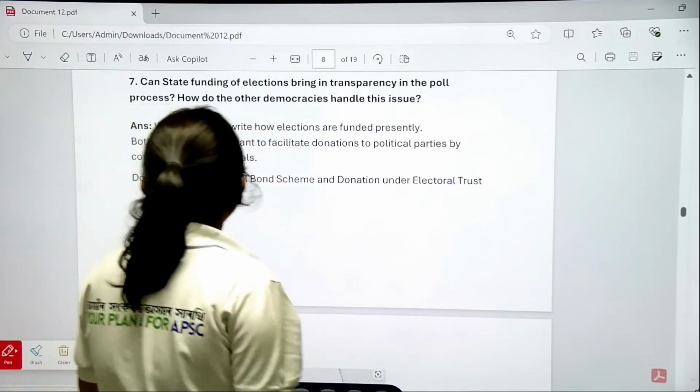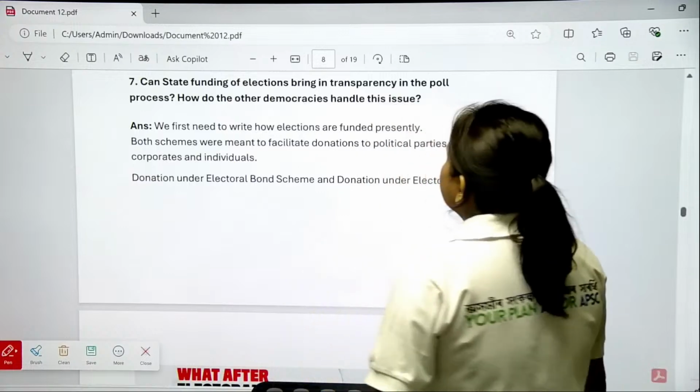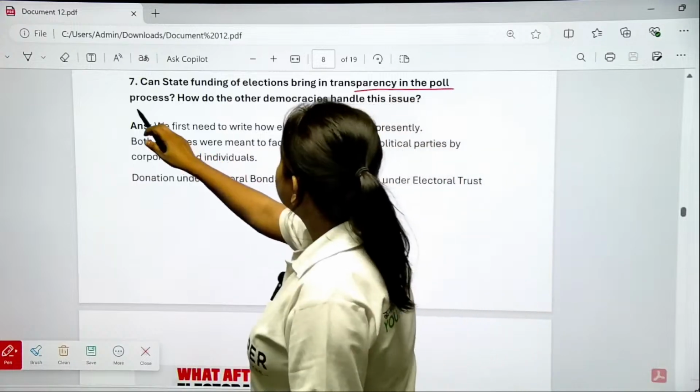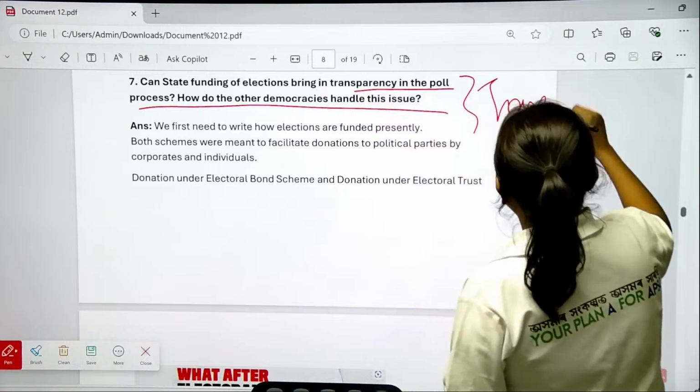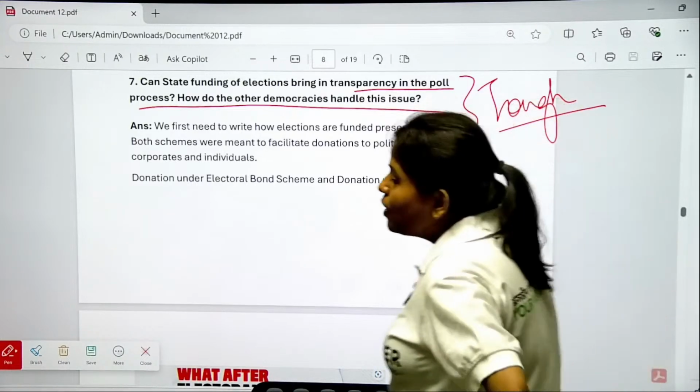Another intelligent question: can state funding of elections bring in transparency in the poll process? How do other democracies handle this? So this is a tough question.